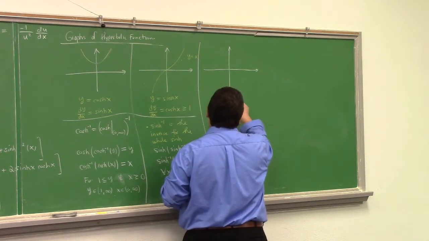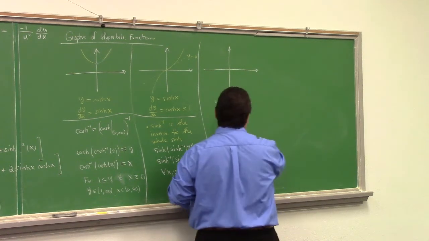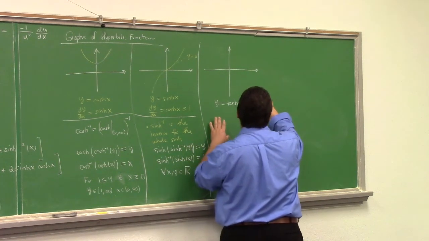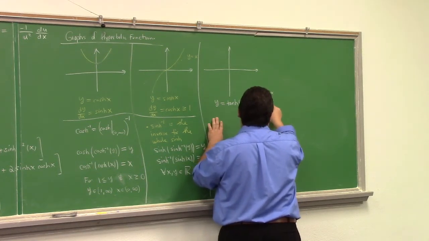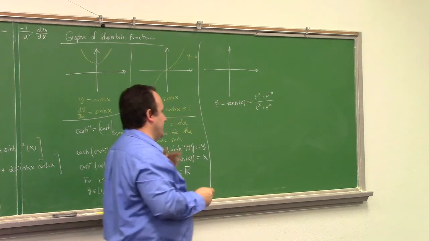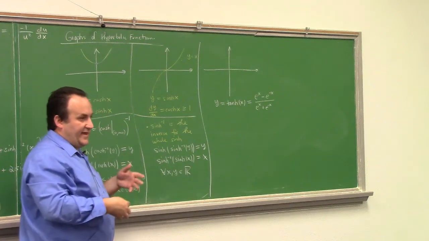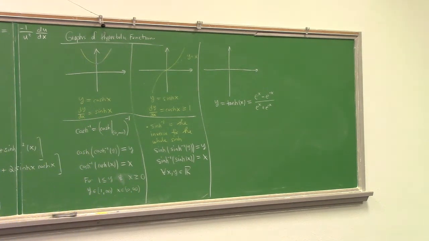Y equals hyperbolic tangent of x. For this I find it useful to write the following formulas. This is e to the x minus e to the minus x over e to the x plus e to the minus x, right? And that's just sinh over cosh. I've canceled out the halves, right?